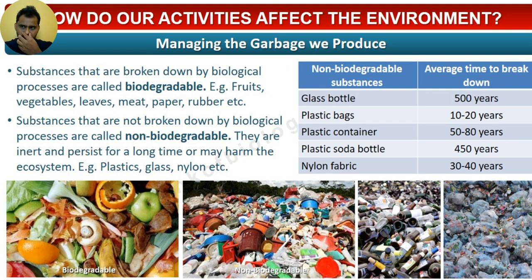Managing the garbage we produce: substances that are broken down by biological processes are called biodegradable. Fruits, vegetable leaves, meat, paper, rubber, etc. can all be broken down by biological processes, so they are all known as biodegradable. What is non-biodegradable? The opposite. Substances that cannot be broken down by biological processes are called non-biodegradable. They are inert and persist for a long time or may harm the ecosystem, like plastic, glass, nylon, etc.